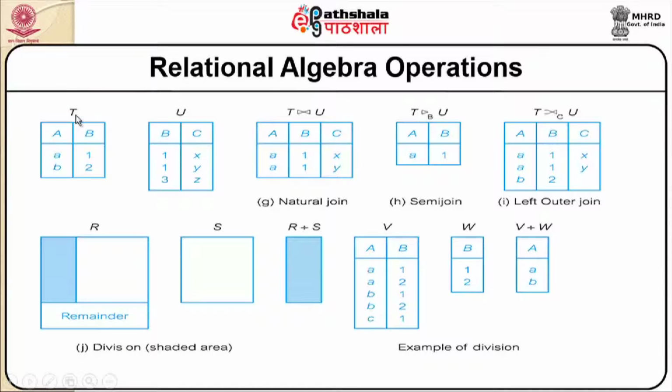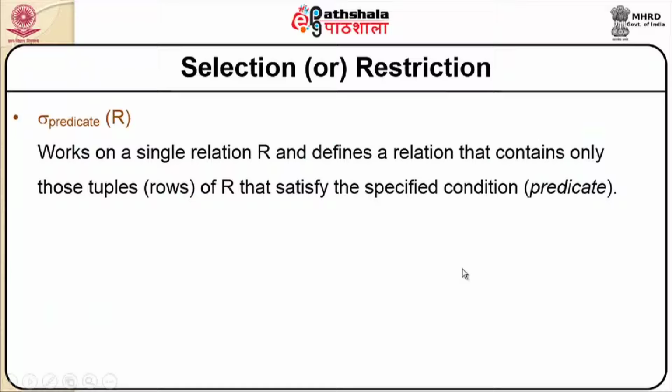If you are introducing two relations like T and U with attributes AB for T and BC for U, and I perform a natural join, the notation of natural join is this, where it will indicate the common values: the common record values for B will be mapped with A and C. And there is another join called semi join, left outer join, and there is an operator of division. We will look at them one after another.